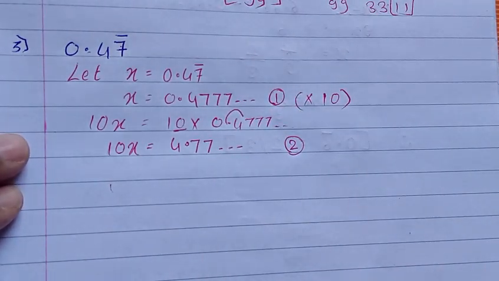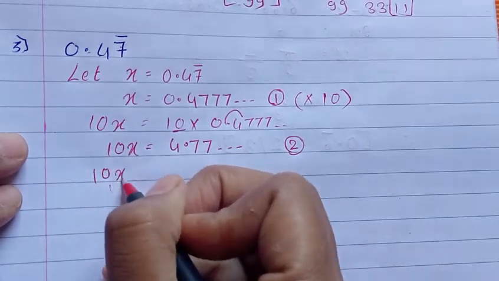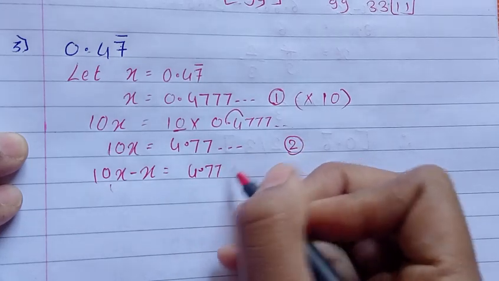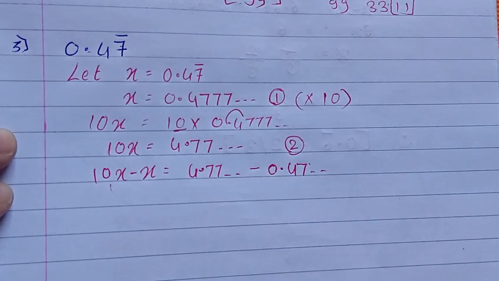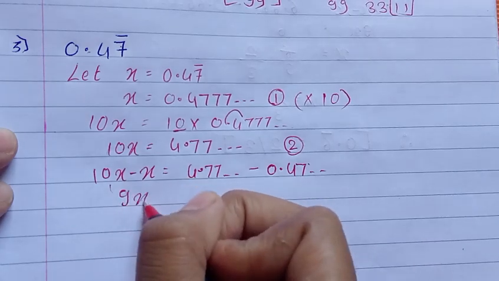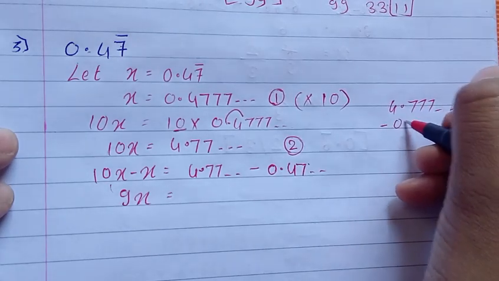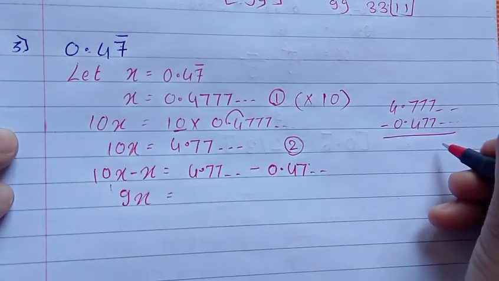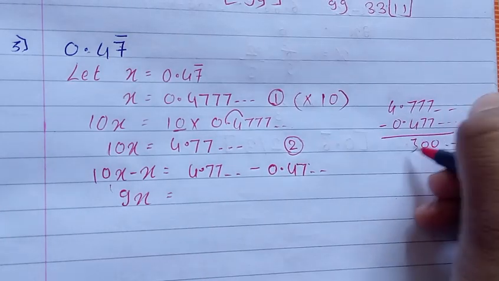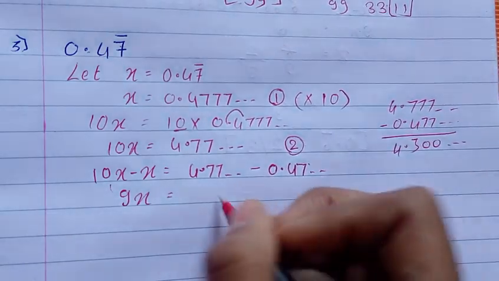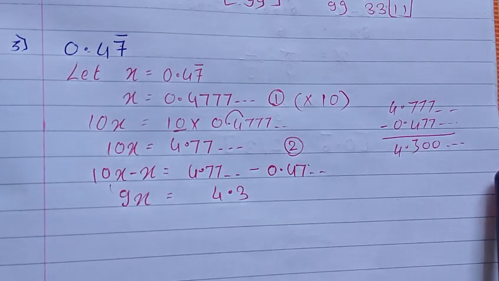Now the same process, subtract the first equation from the second one, that is 10x minus x equals 4.77 minus 0.47 and so on. Now 10x minus x is 9x equals, now you can easily subtract 4.777 and so on, minus 0.477 and so on. 7 minus 4 is 3, 0.4 will remain as it is, then 4.3. After the decimal point there are several zeros but they don't matter.